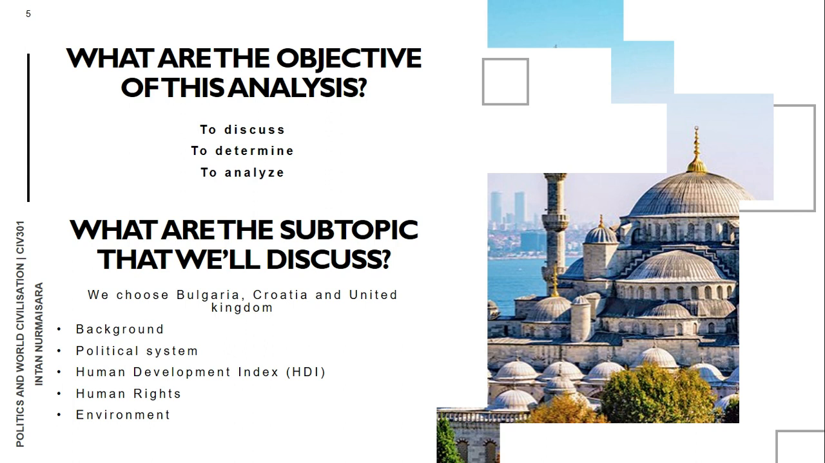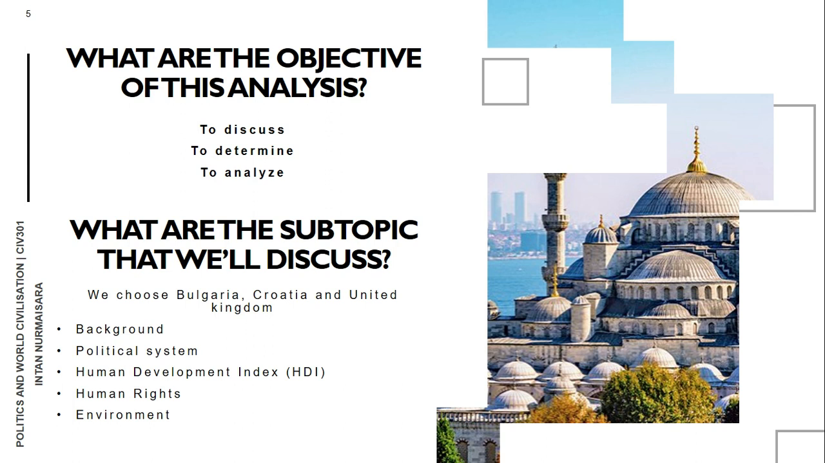It is to discuss, to determine, to analyze. Number 1. To discuss the background and history of each of the 3 countries, which are UK, Croatia, and Bulgaria. It is to make a comparison of which country has the most conflict and peace. Number 2. To determine the population, economic growth, and to decide which of the 3 countries has the most conflict and the most peace. Number 3. To analyze the political system, HDI, human rights, and environment of developed, developing, and underdeveloped countries in Europe.